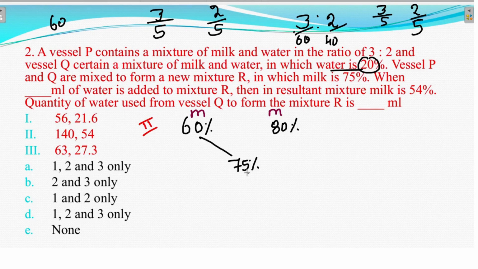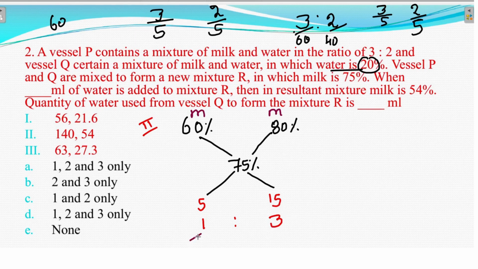Then in which ratio are we mixing? That is the alligation rule. The 80 minus 75 difference will be 5. The 75 minus 60 difference will be how much? 15. The ratio will be 1:3, which means from vessel P I will take 1 part of the mixture, and from vessel Q I will take 3 parts of the mixture.